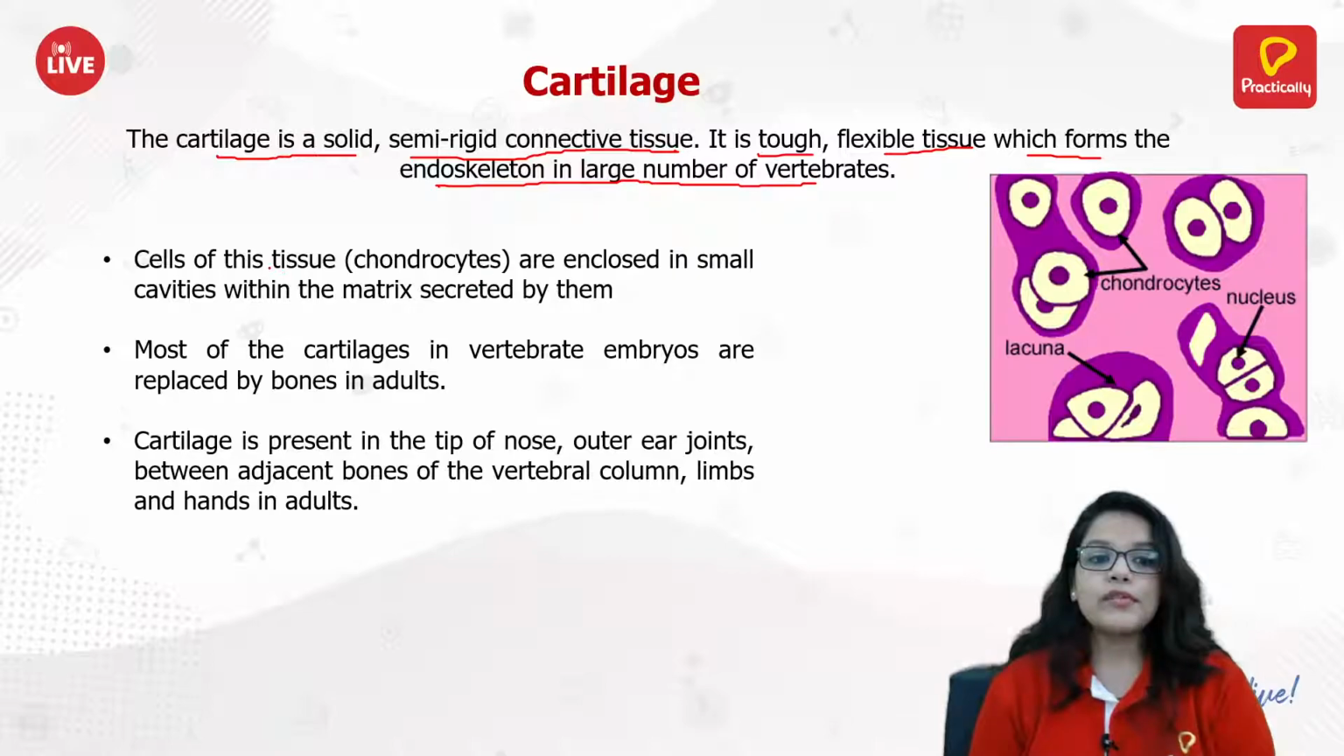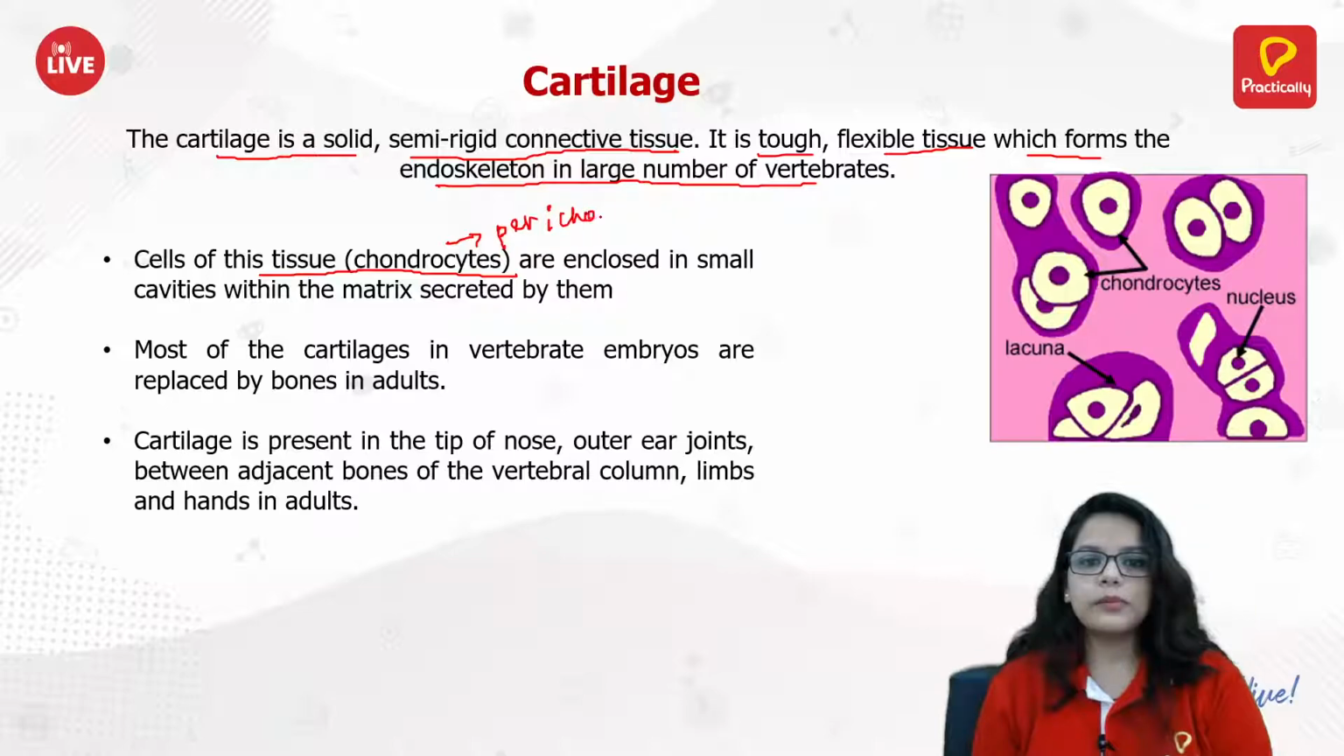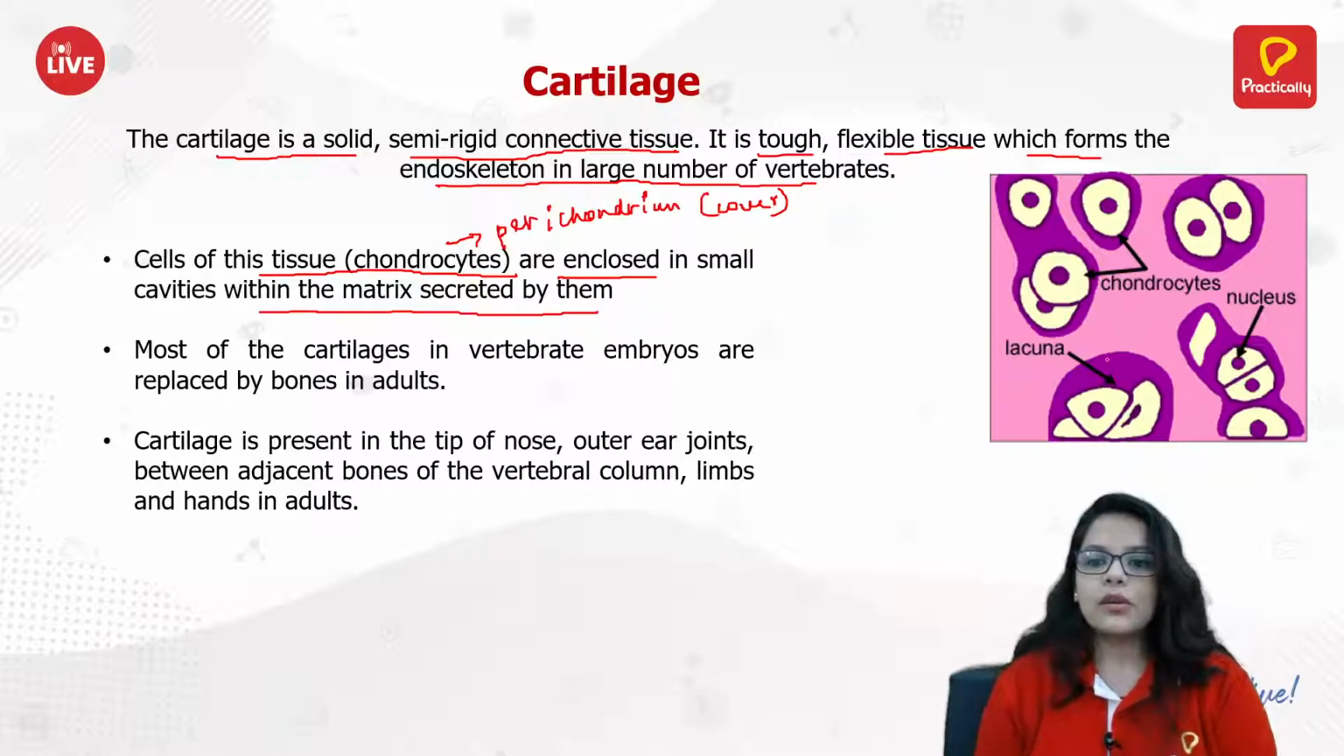The cells of this tissue are known as chondrocytes, and they have a covering called perichondrium. That is the cover. The cells are enclosed in small cavities within the matrix secreted by them. So there's a lot of matrix here. You can see the pink is all matrix. And these cells with nuclei are known as chondrocytes. The outer covering is known as perichondrium.